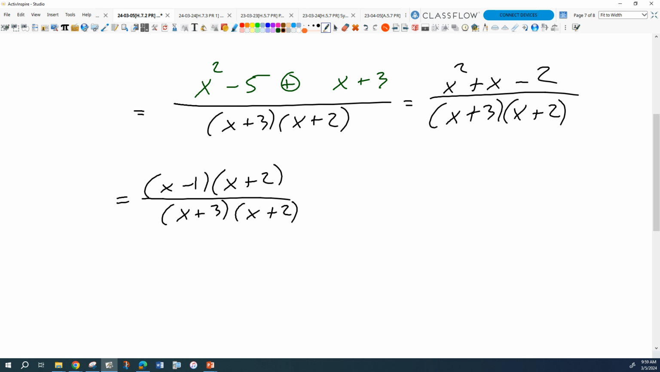Okay, so we're about to cancel. What do we have to do before we cancel, though? Take out the exclusions, yes. What are we excluding from our domain here? Good, x cannot equal -3 or -2. Now we can cancel those guys and we get our final simplified answer. It's just x minus 1 over x plus 3. And we don't need parentheses anymore, right? Because now there's nothing other than single factors in the numerator and denominator. Okay? Give me thumbs. Does that make sense?